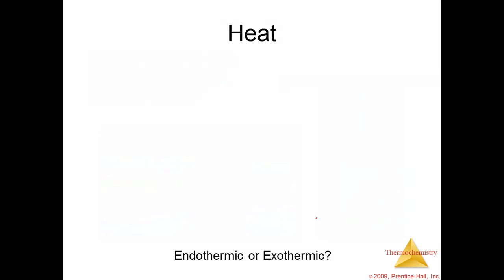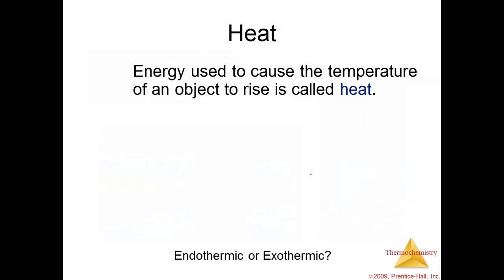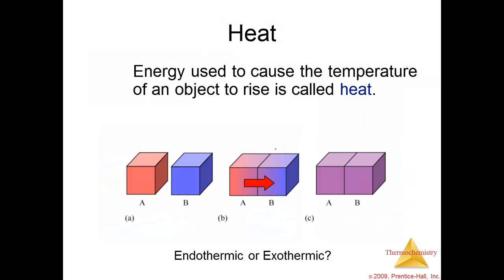Okay. More commonly, though, we are talking about heat in chemistry. Heat is the energy used to cause the temperature of an object to rise. So if I imagine I have a hot object and a cold object, and I put them together, that heat is going to be transferred from the hot object to the cold object. It always goes from hot to cold. It never goes from cold to hot. So this is what we call heat. The temperature changes, goes down here and goes up here until they are at the same temperature.